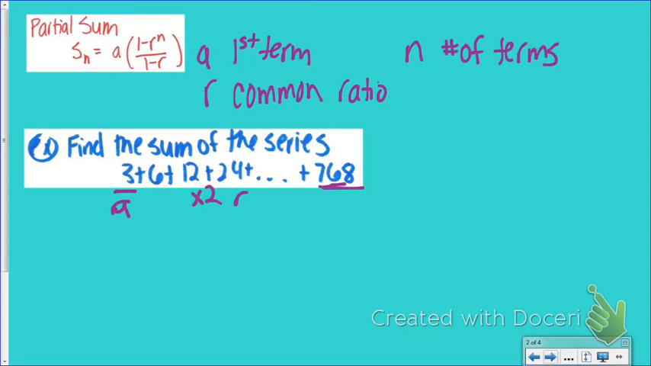In order to solve for n, I'm going to use the sequence formula that we just learned. So I have 768, and I know that's going to be equal to a times r to the n minus 1. I just need to solve that equation for n. In order to do this, we're just solving an exponential equation. The first thing I would do is take 768 and divide it by 3.